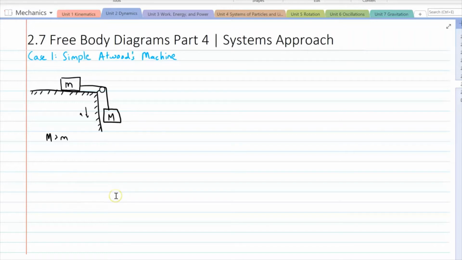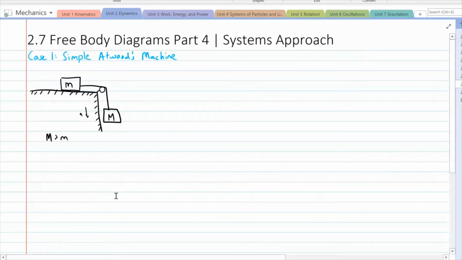Alright, so we're going to be taking a look at something called the systems approach for free body diagrams. In the past couple of videos, we've been looking at mostly just one object of study, where we just used Newton's second law for just one object. But in this video, we're going to look at scenarios where there's multiple objects, and we're going to take something called the systems approach, where we treat them together at the same time.